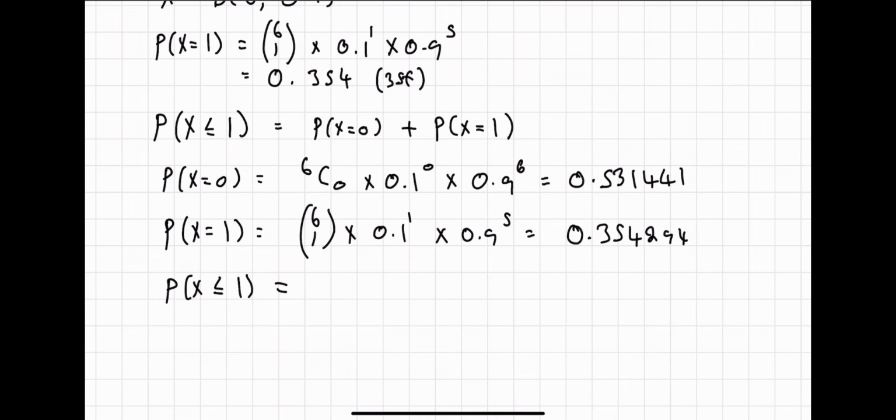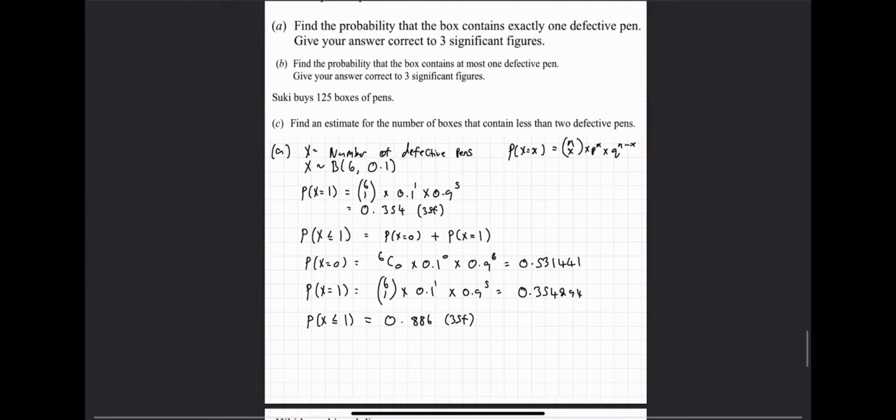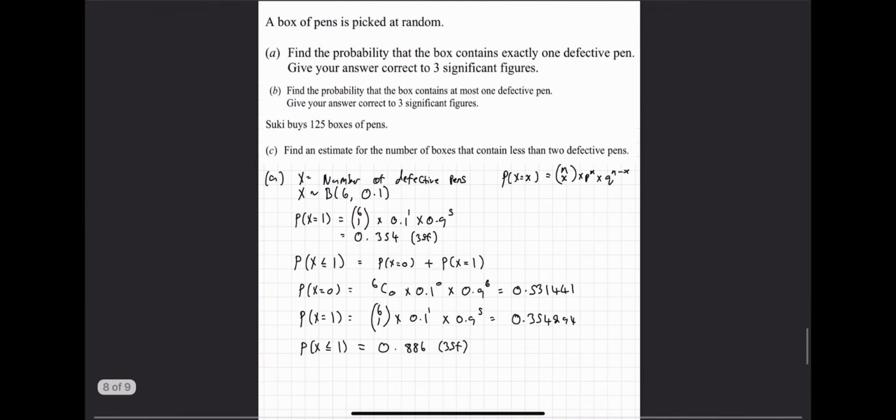So 0.354294 plus 0.531441, and that gives me 0.886 to three significant figures. Cool. And then we have part C.